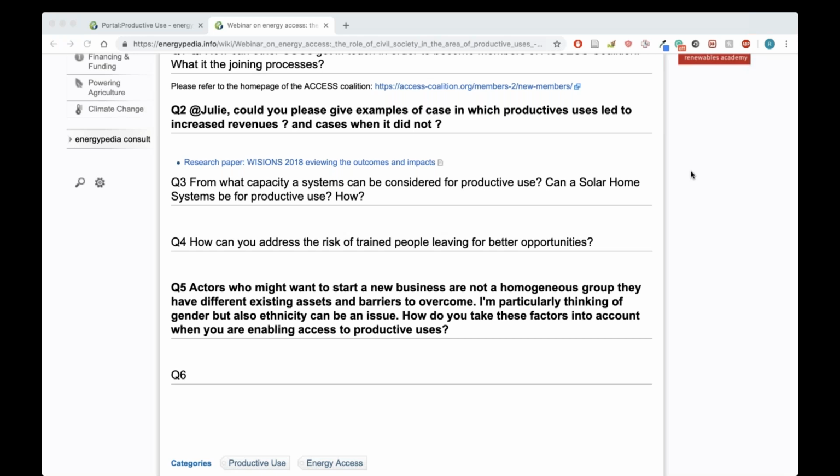Yes. I'm responding to the issue of people trained and leaving for better opportunities. I believe we need to make the existing opportunities better than those other opportunities, so that we retain these individuals in the organizations.